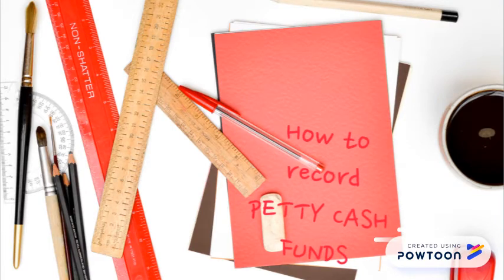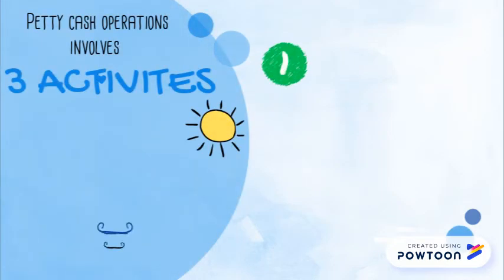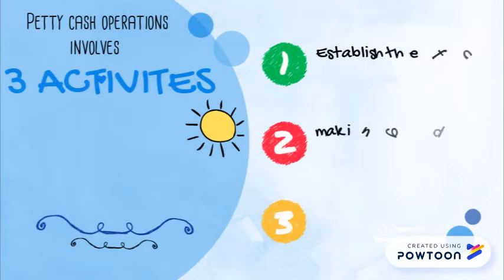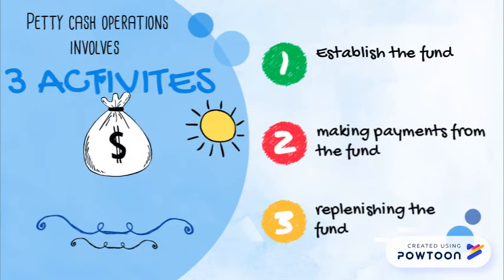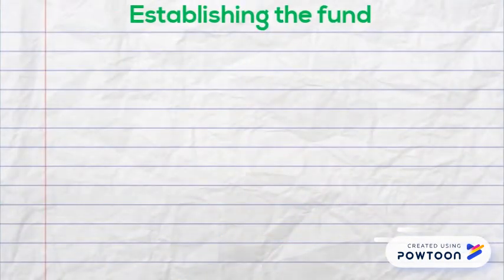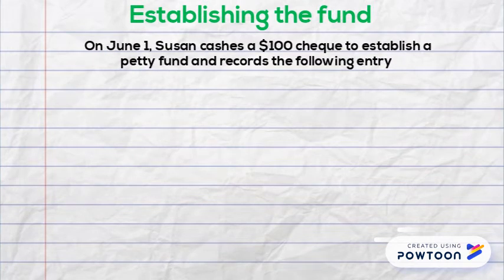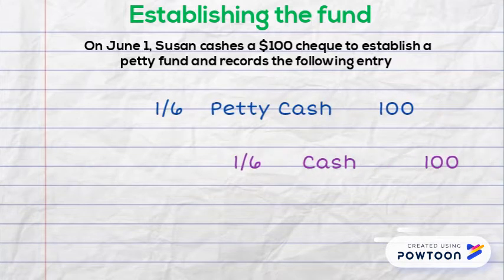So how do we record petty cash funds? Petty cash operations involve 3 activities: establishing the fund, making payments from the fund, and replenishing the fund. To work out how to establish the fund, let's look at an example. On June 1, Susan cashes a $100 check to establish the petty fund and records the following entry: debit petty cash and credit cash.